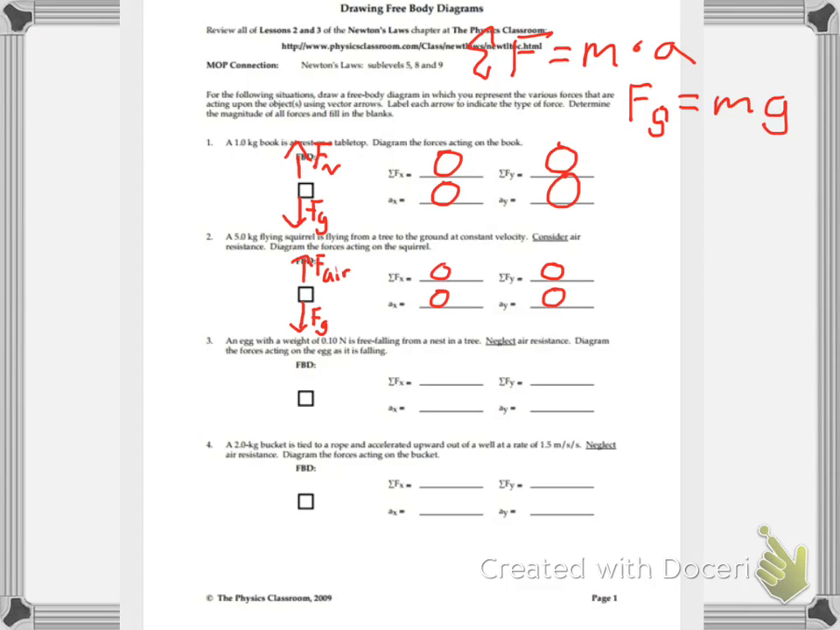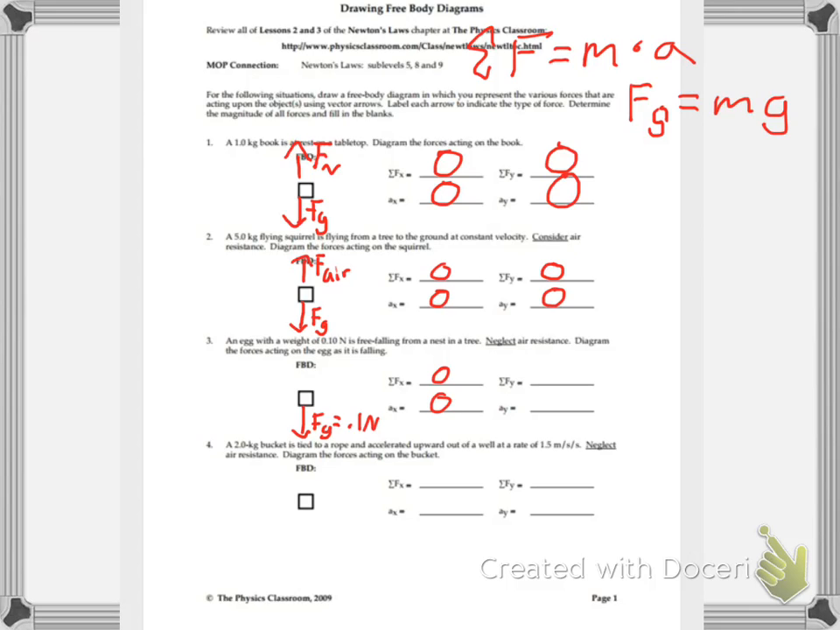Number 3, an egg with a weight of 0.1 newtons. So that weight is your force due to gravity, so that will equal 0.1 newtons. And we're neglecting air resistance. So again, no forces in the x direction. I mean, there's no acceleration in the x direction.